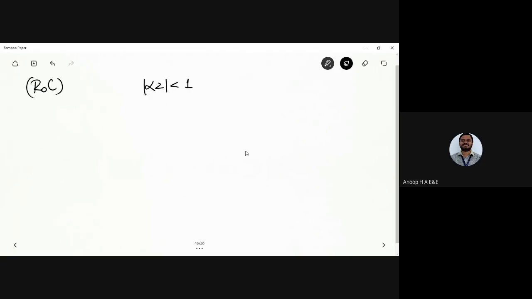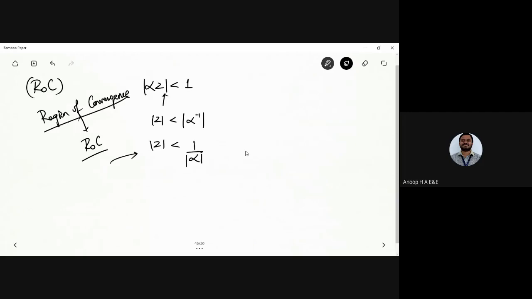Yeah, mod alpha z would be less than 1. So that is what I can write, isn't it? Whatever the values of alpha into z, it should not be equal to 1. It should be less than 1. And what I can do here is have mod z less than alpha to the power minus 1 under mod. So mod z less than 1 divided by mod alpha. So this is its region of convergence. Region of convergence: mod z less than 1 divided by mod alpha. So I can express it in such a manner.